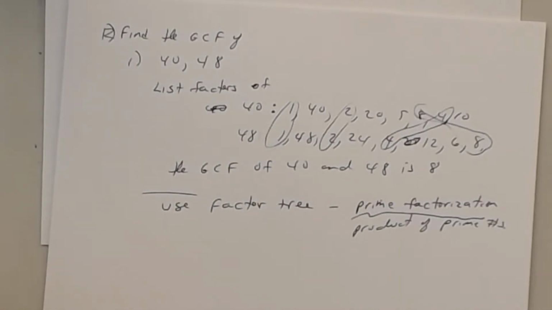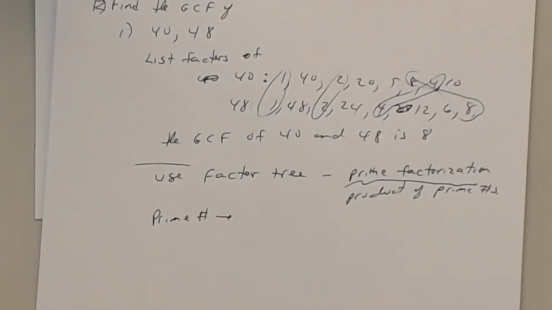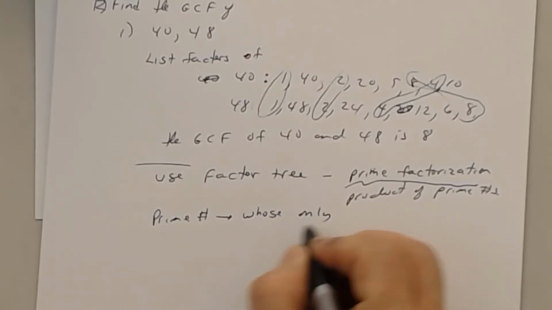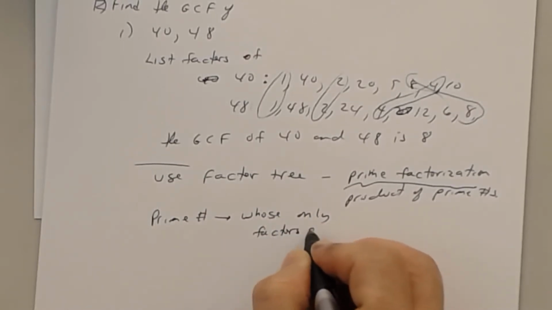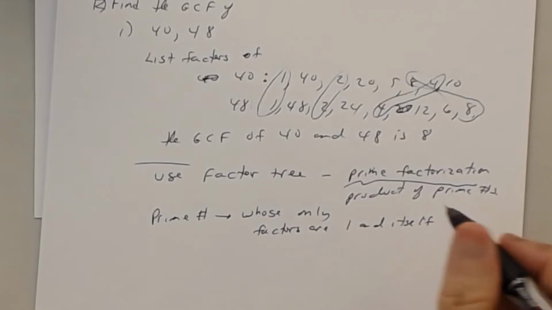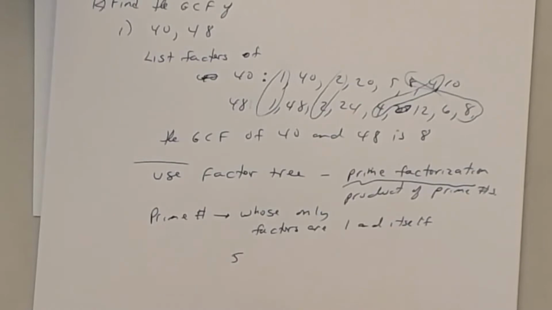Well, if you're gonna use a factor tree using your product of prime numbers, you first of all better make sure you know what a prime number is. Remember, a prime number is a number whose only factors are 1 and itself. So for example, 5. Is 5 a prime number? Yes, because the only two numbers that go into 5 evenly are 1 and what?